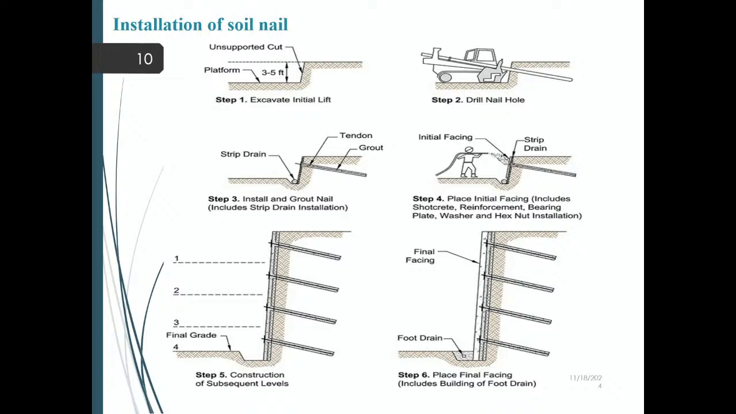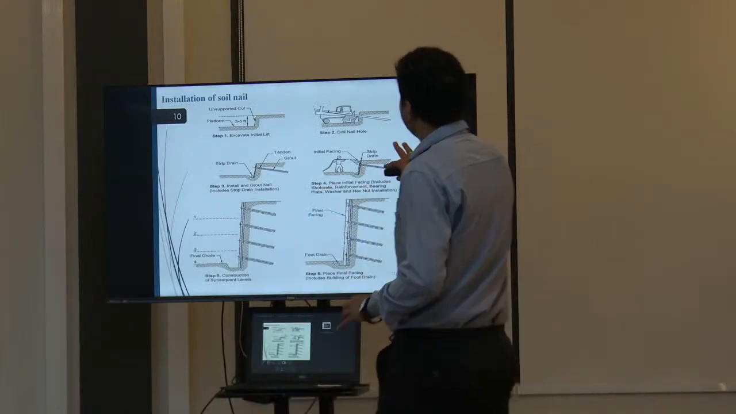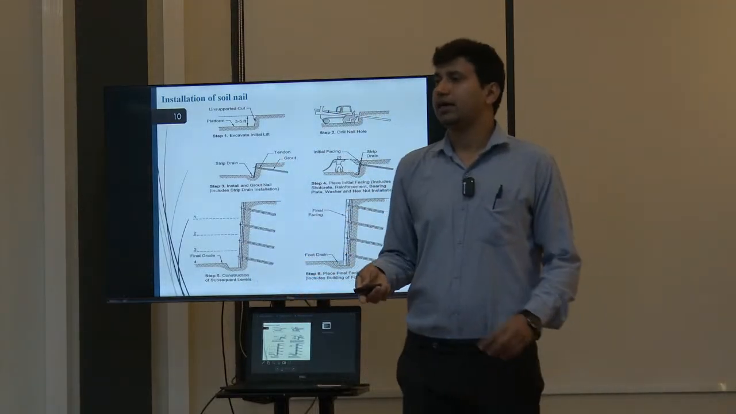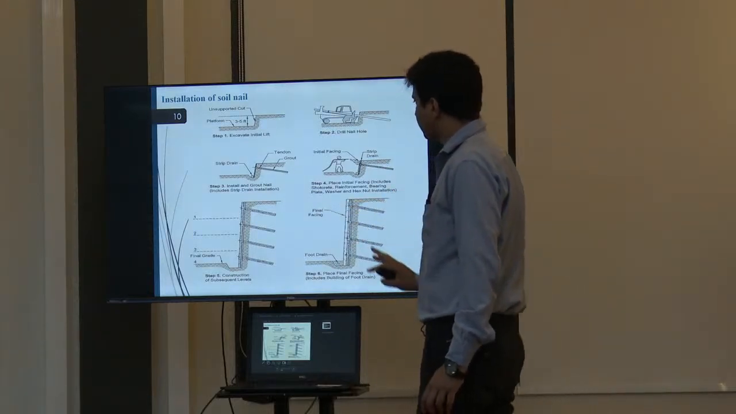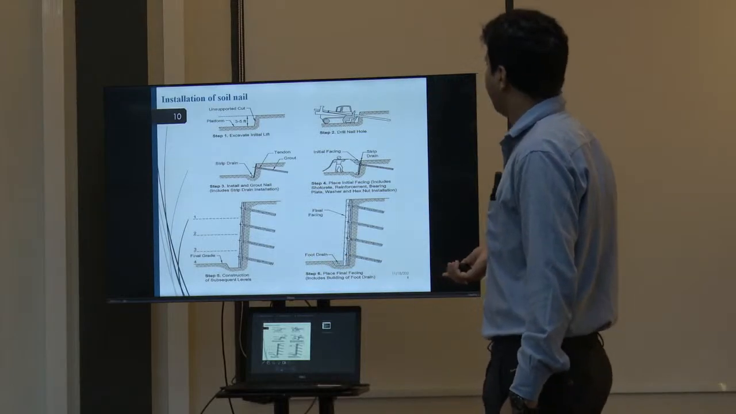After making a hole over here, we install a nail along with the grout. Also we apply the strip drainage to remove the excess water from the soil mass. Then after this we apply the shotcrete over the mesh. That is where we complete this phase of initial facing. After this we repeat this operation multiple times for subsequent levels up to the height of the slope, and then we apply the final facing. So this is the basic procedure to install a nail.